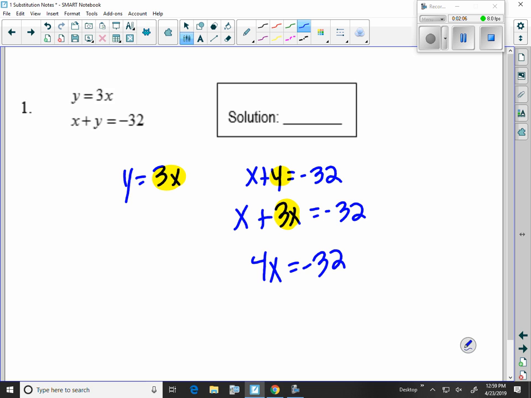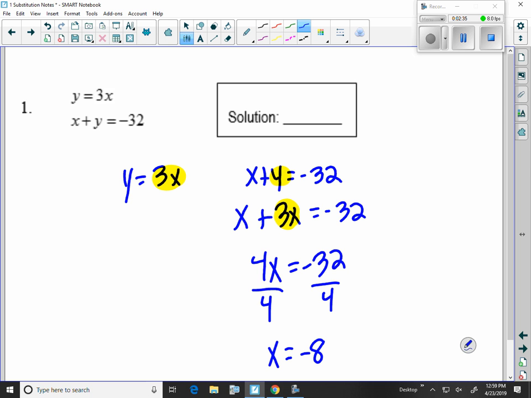How do I get x alone? Divide by 4. x equals negative 8. Right, now, when we find a solution, if we did Desmos and we found a solution, we would have a coordinate point where they cross, correct? Okay, so we have the x value of that coordinate point, but we also have to find y.